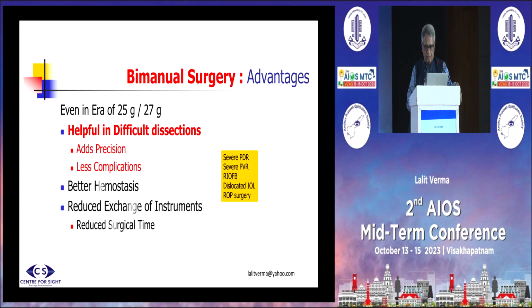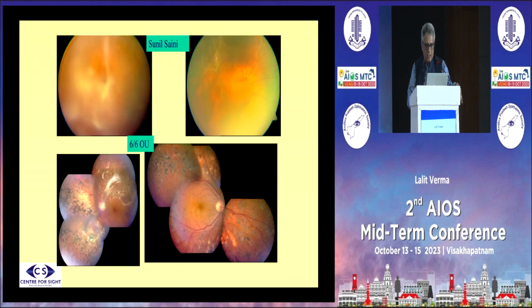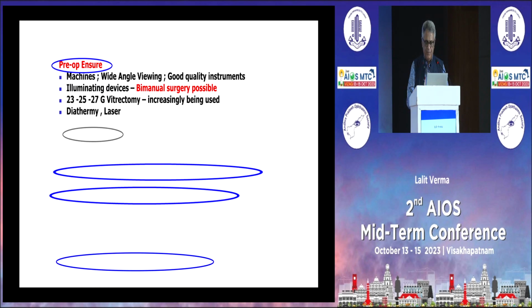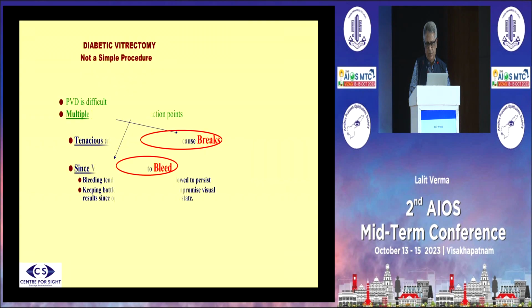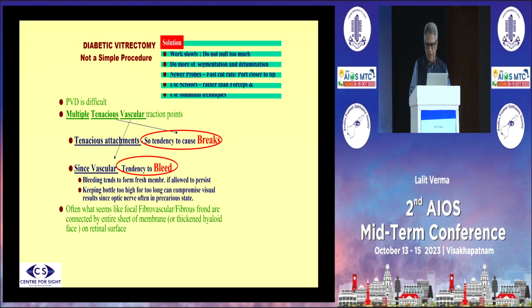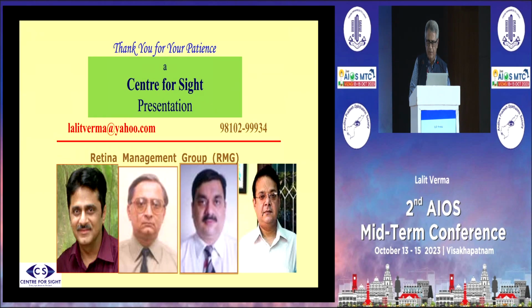Bimanual surgery has a definite role in the management of DR, and I frequently resort to bimanual surgery. So this is the post-op of this young lady. So I'll just show a couple of pre-post photographs and conclude by saying that in this era, the visual results of diabetic complex vitrectomies have improved thanks to the new instrumentation, new machines, and pre-operative anti-VEGF which have become available and make the job relatively simpler. But the answer is work slowly. Patience is the key. Don't pull too much. And as I said, outcomes have definitely improved.